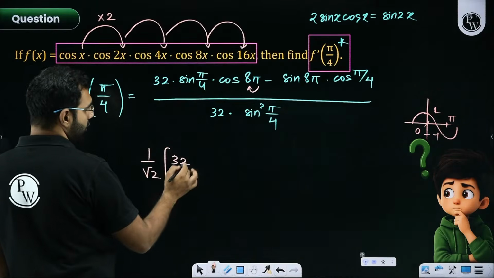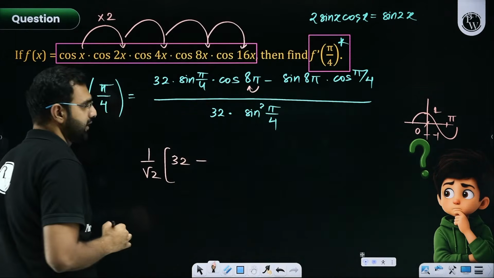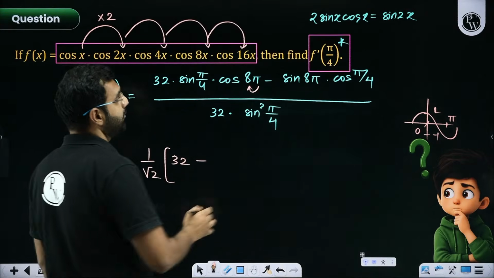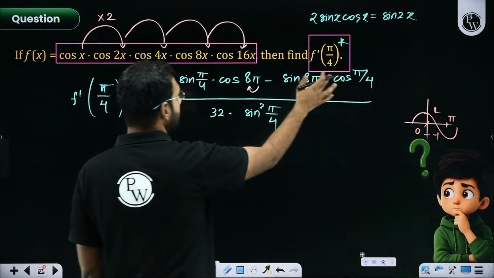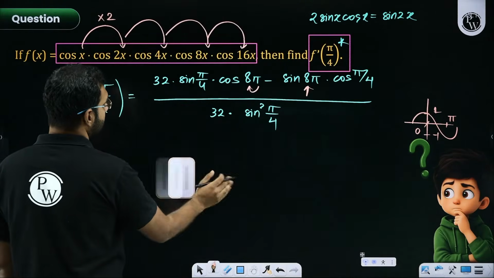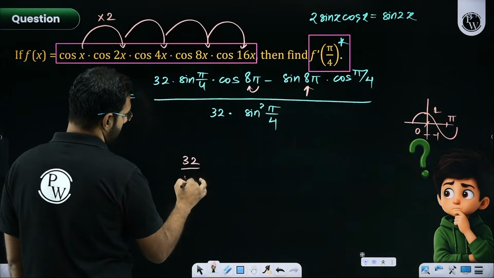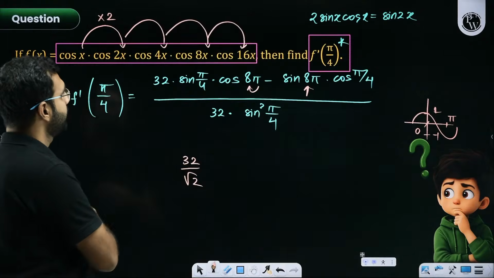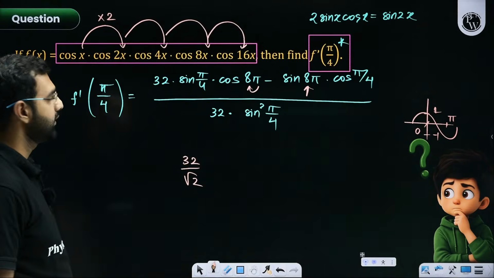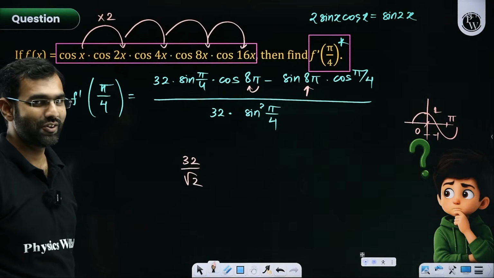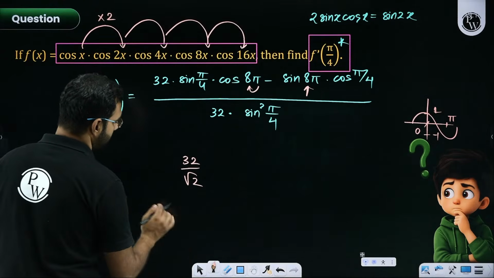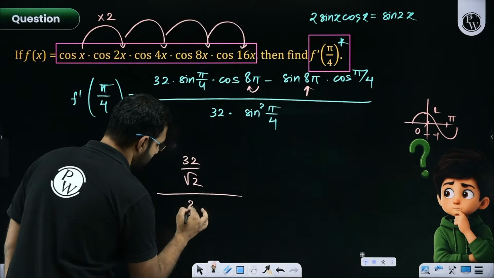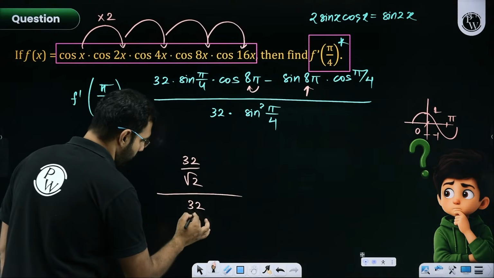So this I have taken common. This is 1, which is plus 32. Now, sin 8 pi. Sir, sin at any multiple of pi is 0. So 0 into anything is 0. So this is clearly 32 by root 2. Correct me if I'm wrong. Everybody got this? Vijay, the answer will change now. Yes, you made a mistake. In the denominator also, we have this 32 and sin pi by 4. That is what?